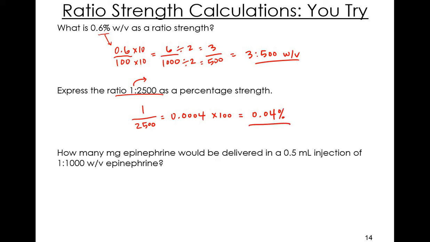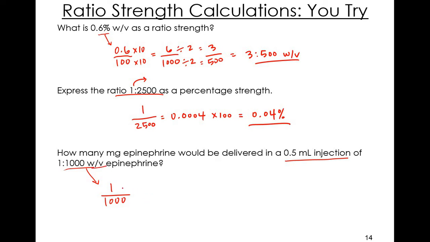All right, in the last one, we're going to try to figure out how many milligrams of epinephrine would be delivered in a 0.5 milliliter injection of a 1 to 1,000 epinephrine solution. So let's start by taking this ratio and making it into a fraction, 1 over 1,000. And then it's nice to put the units on just to keep track of what we're working with.